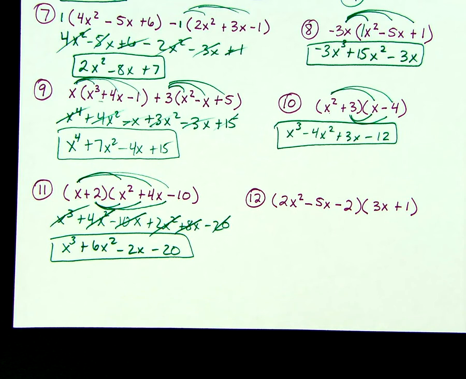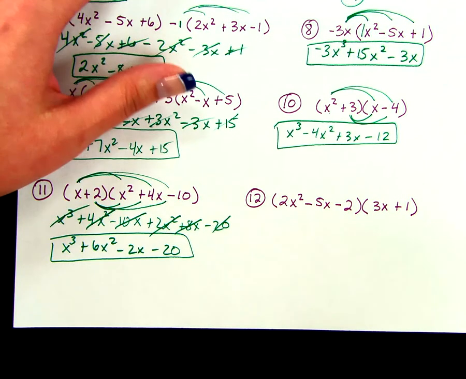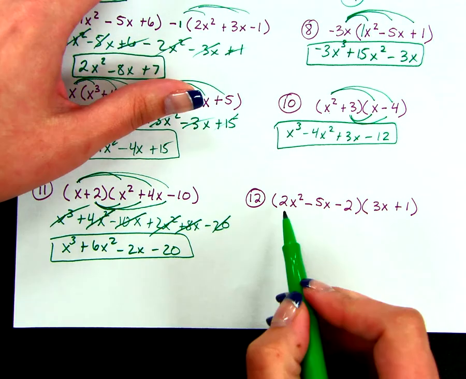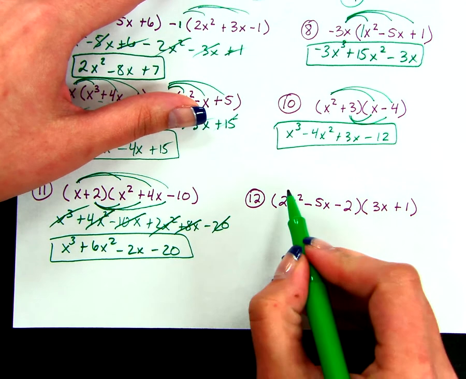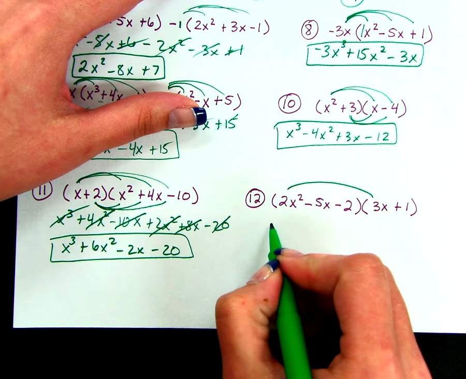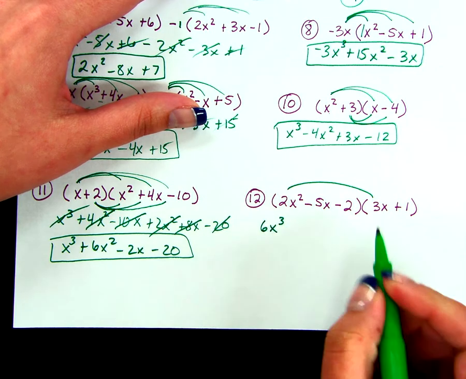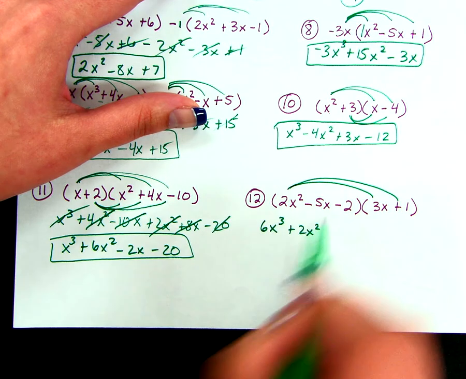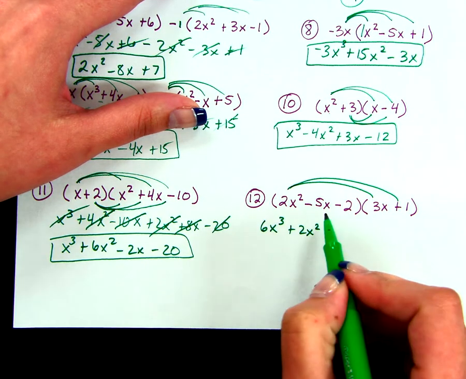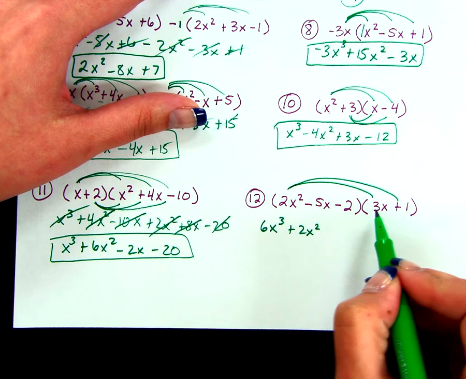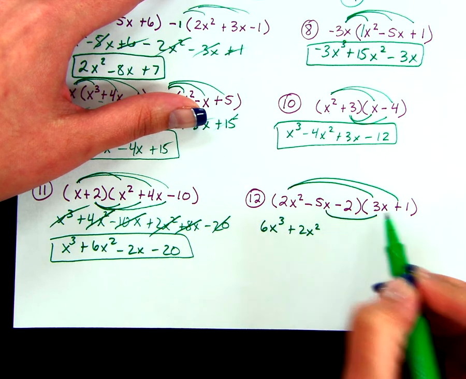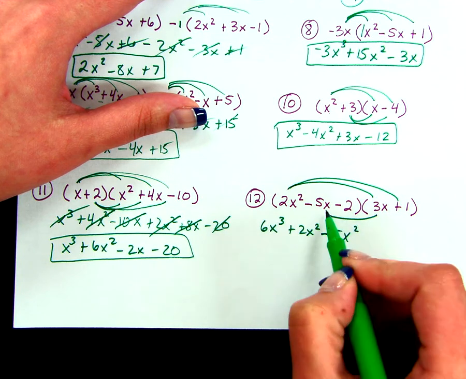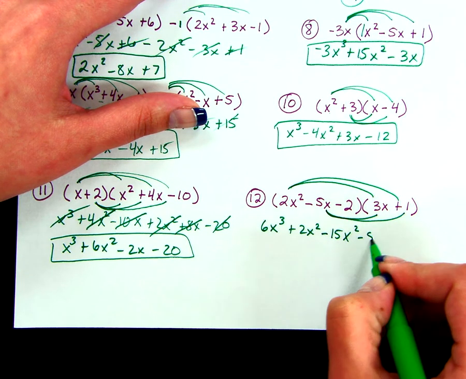All right, next one, problem 12. So again, we're just distributing. So I'm going to take, again, my first term times everything in that second group. So 2x squared times 3x will be 6x cubed. 2x squared times 1 will be a positive 2x squared. Okay. Same thing with my next one. So I'm going to take this second term times everything in the second group. So negative 5x times 3x is negative 15x squared. Negative 5x times 1 is negative 5x.